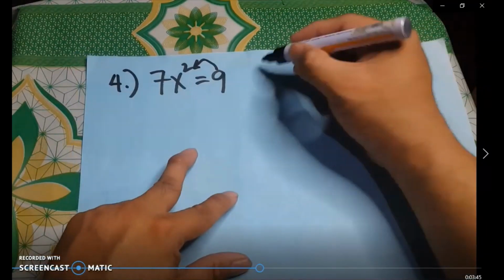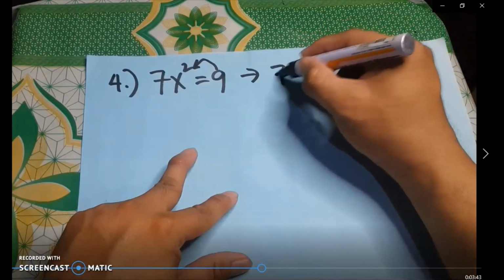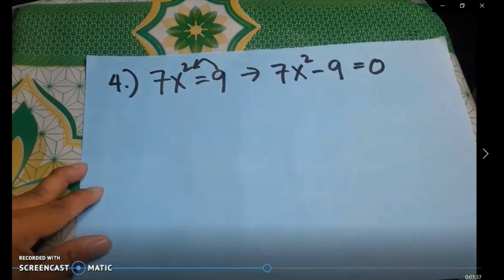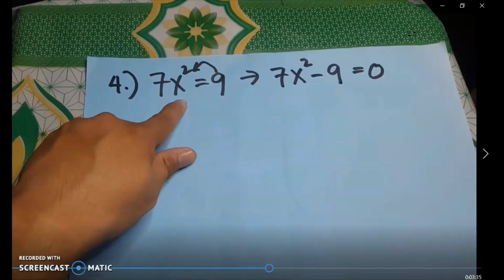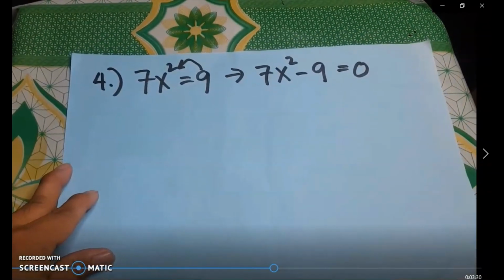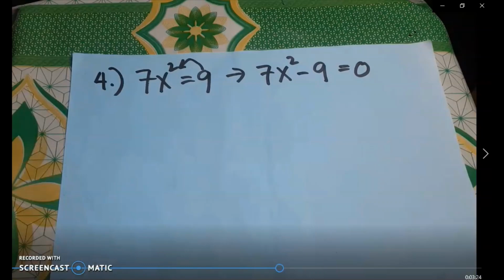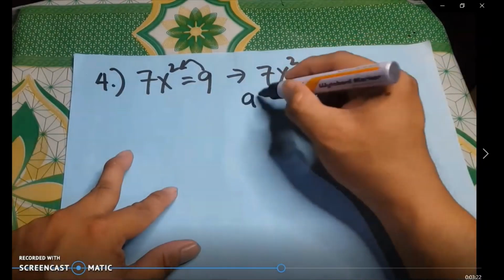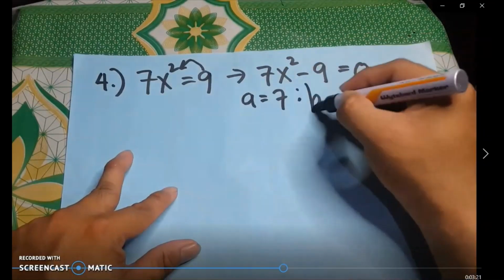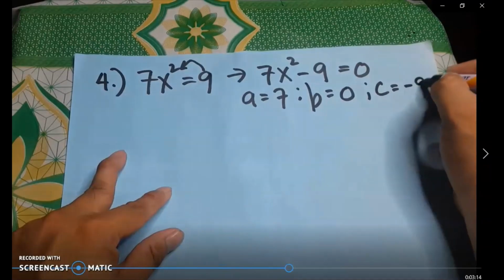So that will become, from that equation, magiging 7x squared minus 9 is equal to 0. So it is a quadratic equation where b is equal to 0. So the usual na ginagamit natin completing the square. So since hindi naman perfect square yon, mas madali kung gagamitin natin yung quadratic formula. So the value of a is 7. The value of b is 0 and the value of c is negative 9.